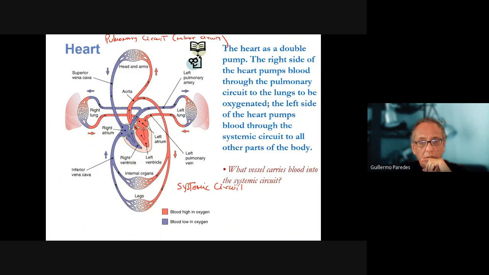Systemic means systemic. How many systems do we have in your body? 11 systems. So all these fluids go to the whole system. That's why it's called the systemic circuit. Okay? All right. So look at this.